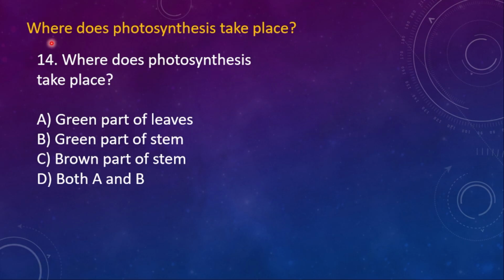Now the questions from the concept: where does photosynthesis take place? 14th question, where does photosynthesis take place? Option A, green part of leaf. Option B, green part of stem. C, brown part of stem. D, both A and B. So here the right option is D, both A and B.